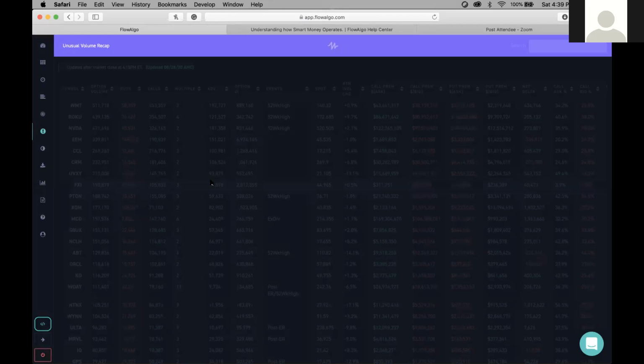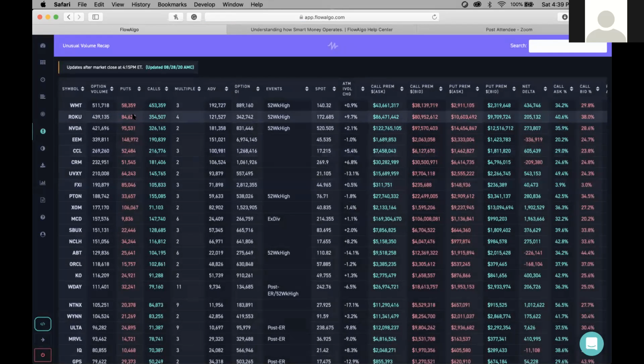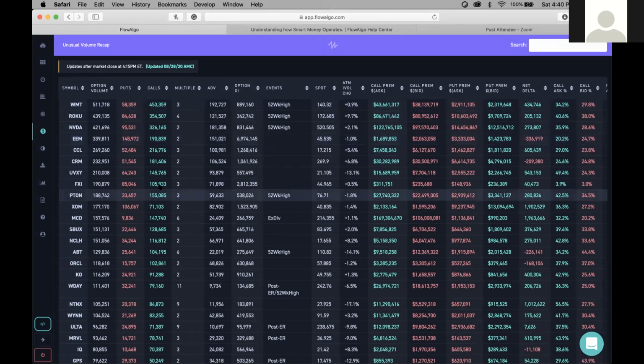Here's unusual volume. Basically, this will show you options with the most calls and puts unusually flowing in and out. So you can see that for Walmart, the put to call ratio is insane. There's 453,000 to 58, and the total volume here is these two added together.